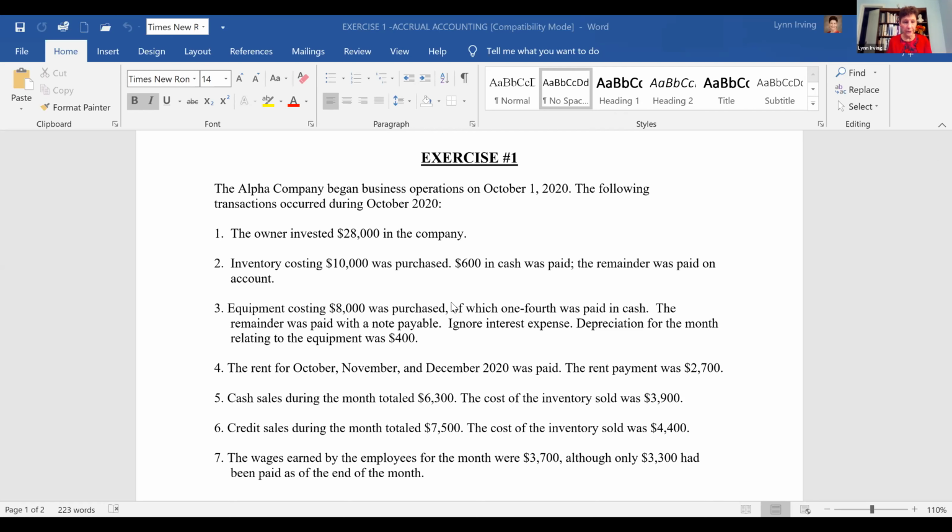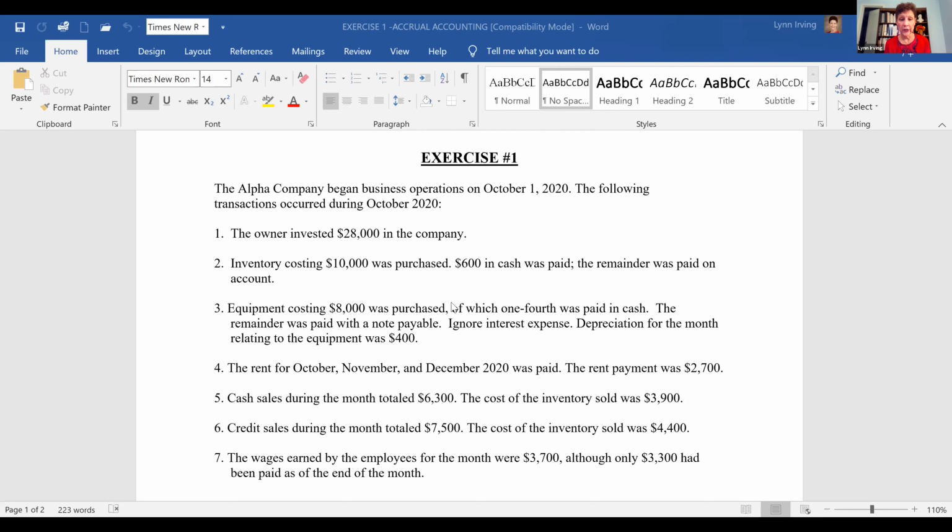Now, the third one, we bought some equipment, and we also put down 1/4 in cash, right? We put down $2,000 in cash, and then the rest we borrowed money for. Now we're going to ignore the loan interest on that. But when we bought that equipment, remember we were looking at the non-current assets, and you had a decision to make. You had to determine its useful life and therefore depreciate it. Well, I've already determined that for 1 month, the depreciation on that equipment would be $8,000.